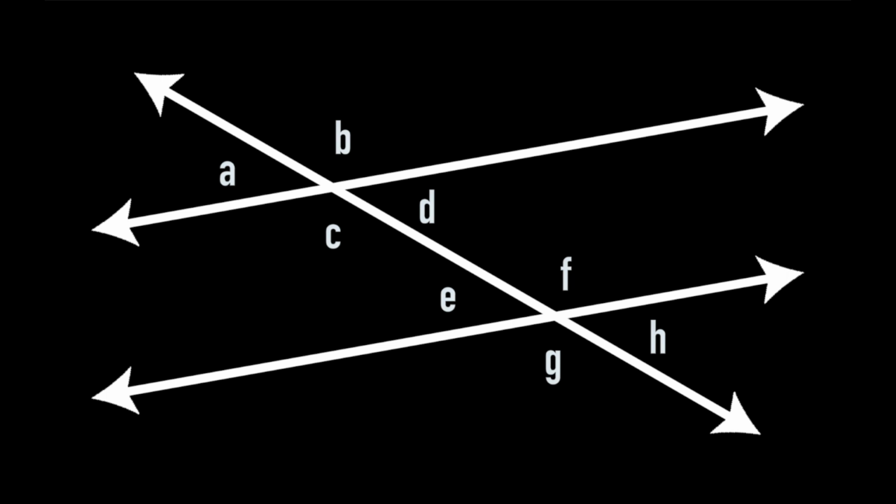Next, let's talk about interior and exterior angles. Which angles shown here do you think would be considered interior? The correct answer is angles C, D, E, and F. Why? Because they are found inside the parallel lines. Things that are inside are interior. Which angles, then, do you suppose are exterior? That's right. Angles A, B, G, and H are exterior because they are outside the parallel lines. Exterior things are always outside.